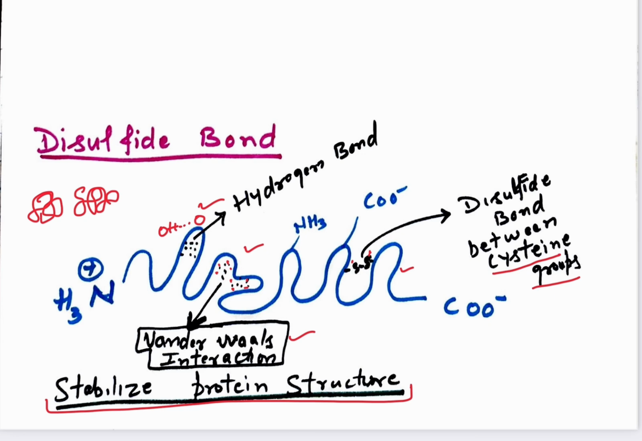Van der Waals interactions are very, very weak, but the larger the molecule is, they make quite a bigger difference in that sense. So this is the end of the protein molecule right here, the amino group on one end, and on the other end there is a carboxyl group. So that's about the disulfide bond that I wanted to explain, that it is between two cysteine groups.